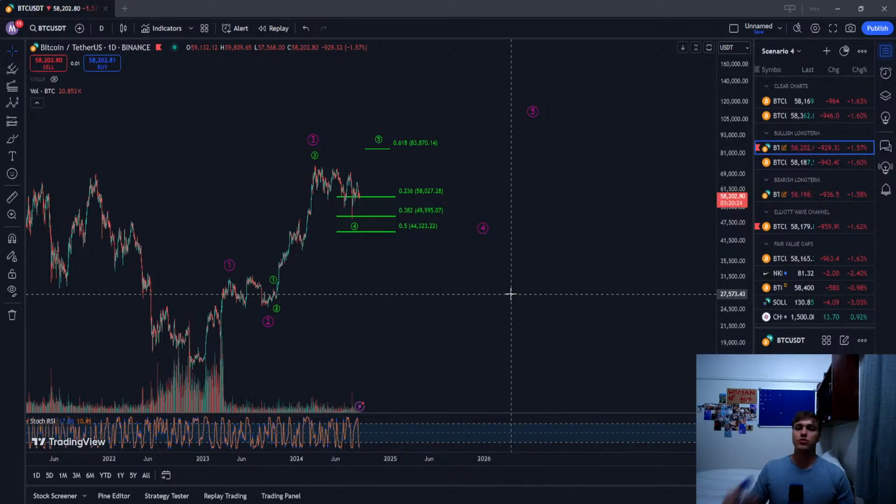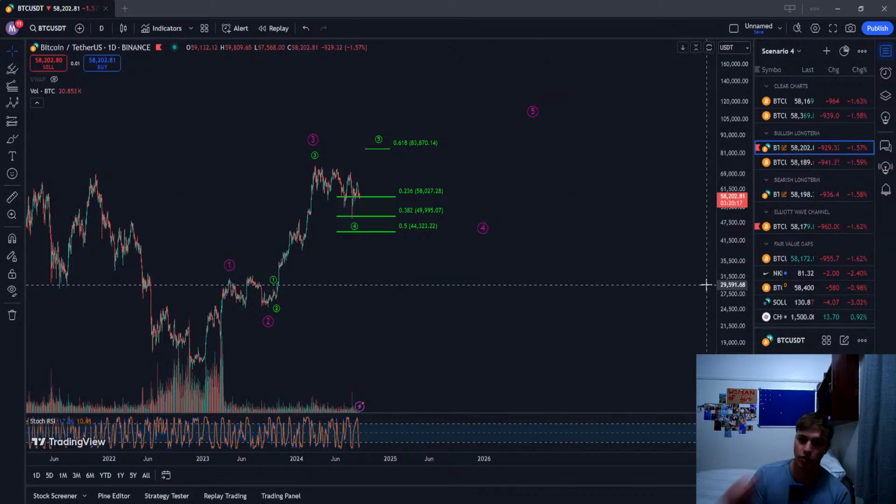But so alts, I do think will do quite well this bull run. I don't think they'll do badly. I do have a little bit of money in alts, but I don't do big Elliott Wave structures on alts.